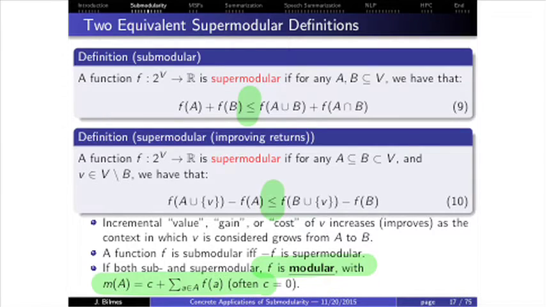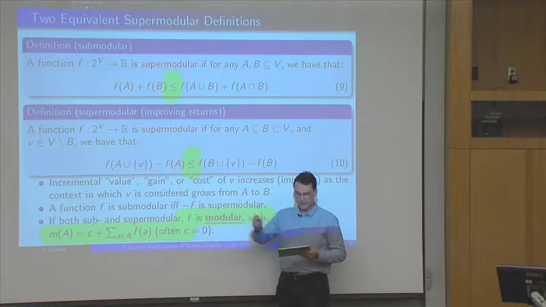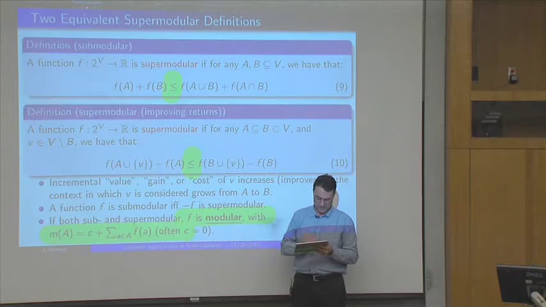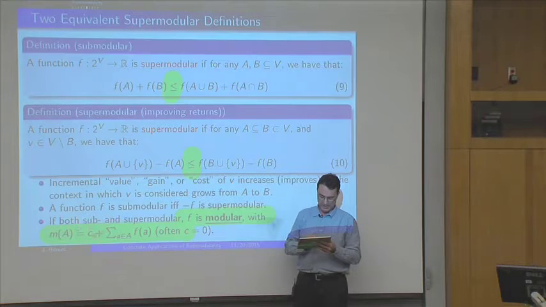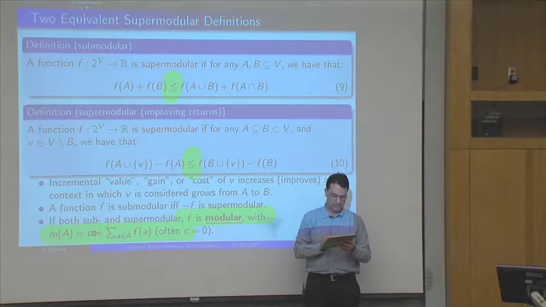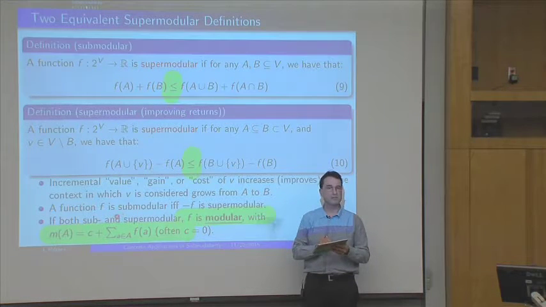And then I also want to briefly mention what a modular function is. A function that's both submodular and supermodular is known as a modular function. Any modular function can be represented in the following way, where the value of a set of items A is equal to some constant, which is often 0, plus a sum of singleton values of the items inside of A.